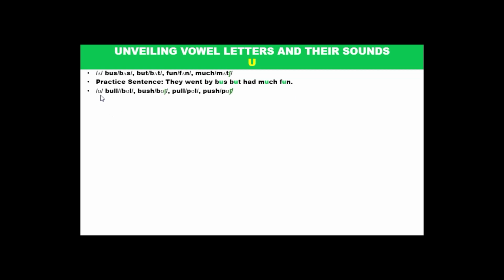The short vowel sound "oo" occurs in words such as bull, bush, pull, and push. Practice sentence: He killed a bull in the bush but couldn't pull it an inch. Notice the sound of "oo" in bull, bush, pull, and push.